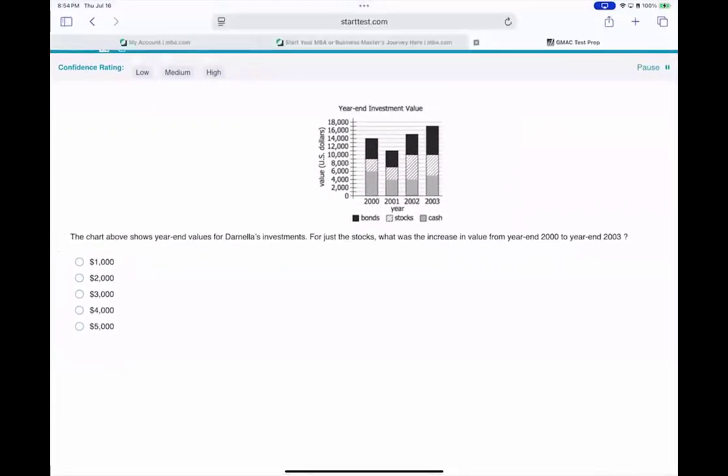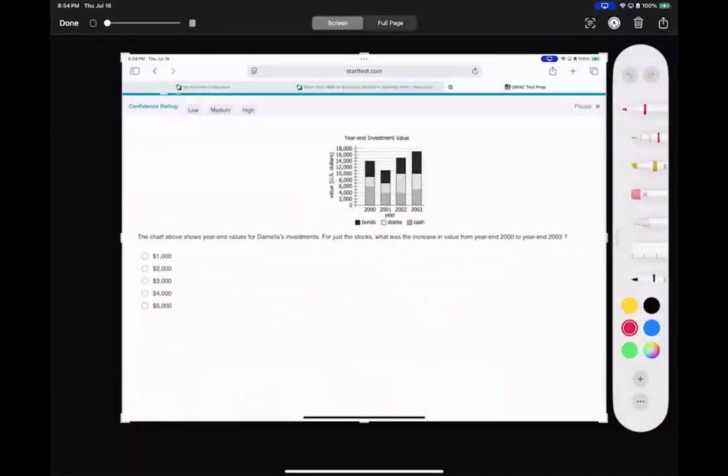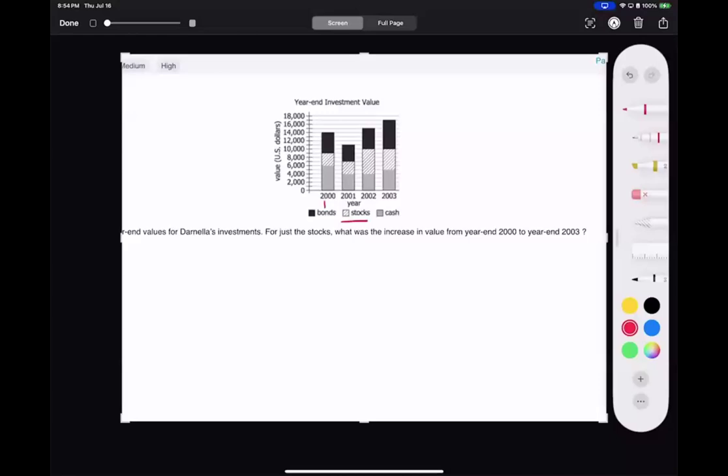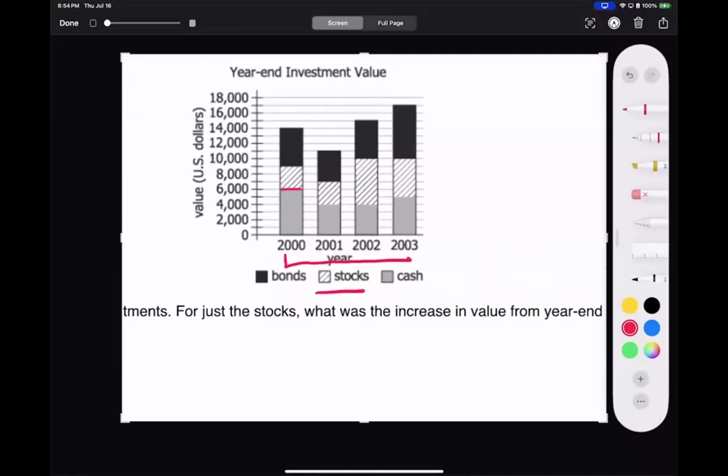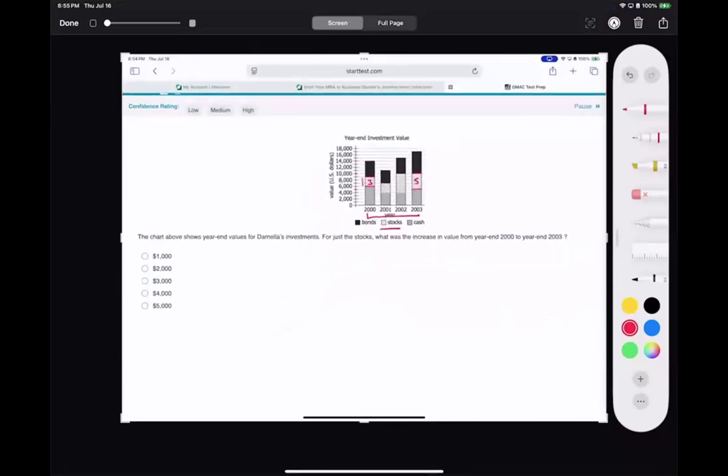So, stocks. 2000 to 2003. Is that it? 9 minus 6. 5. 10. And 5. Is that it or not? It's 2000. It is or not?